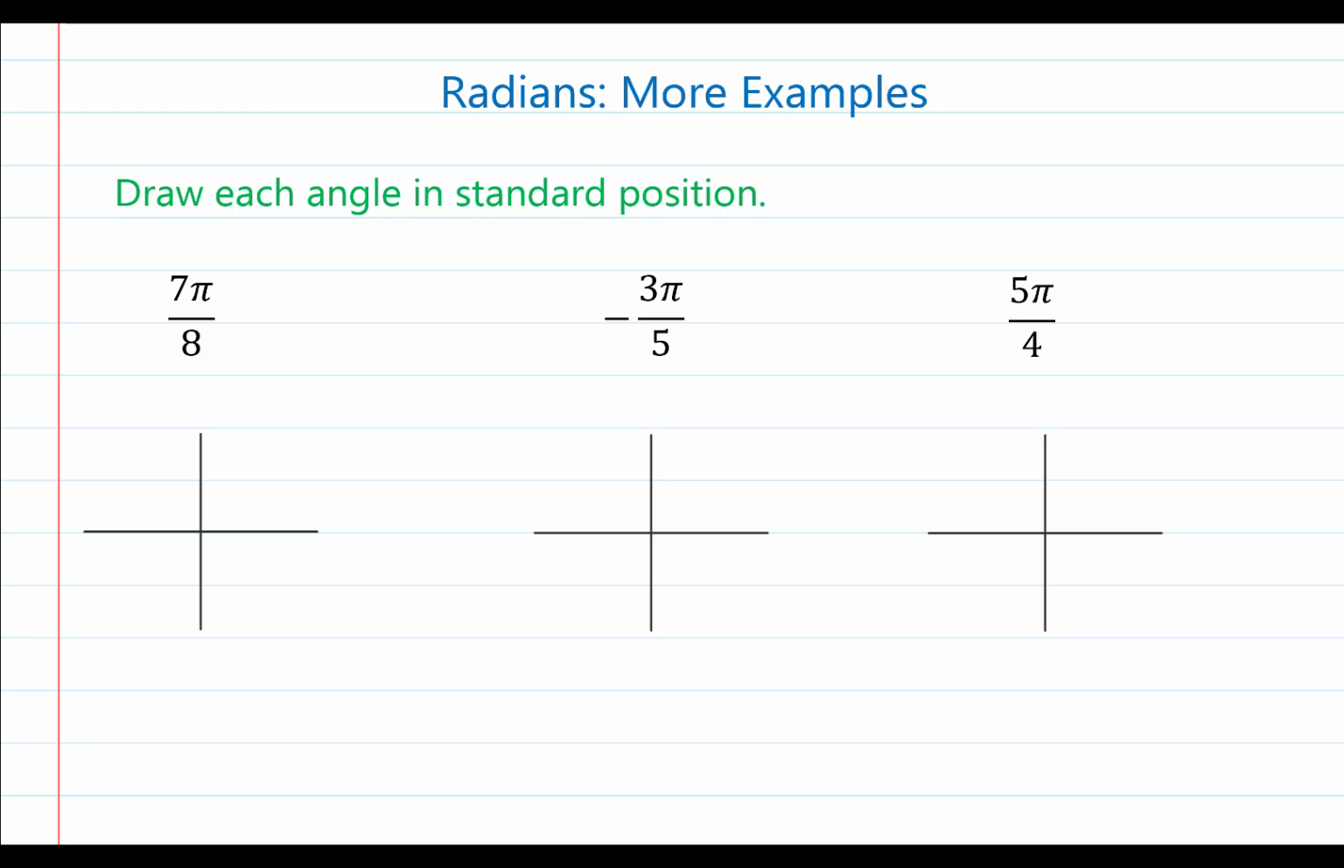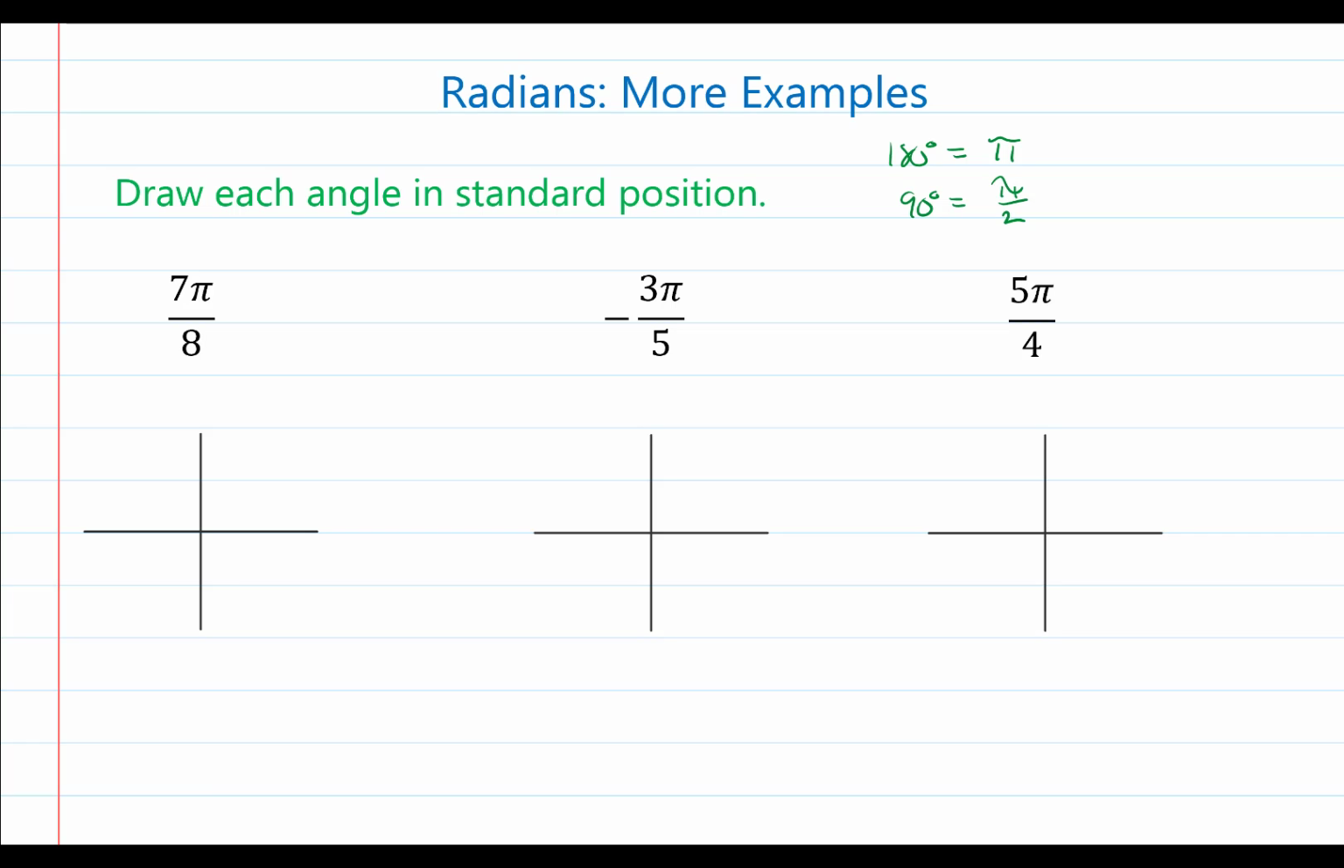Welcome back, mathematicians. In this video, we are going to do a few more examples where we work with radians. Before we look at these examples, I want to remind everyone that 180 degrees is actually equal to pi radians. If we were to divide both sides by 2, we would then get 90 degrees is equal to pi over 2 radians.